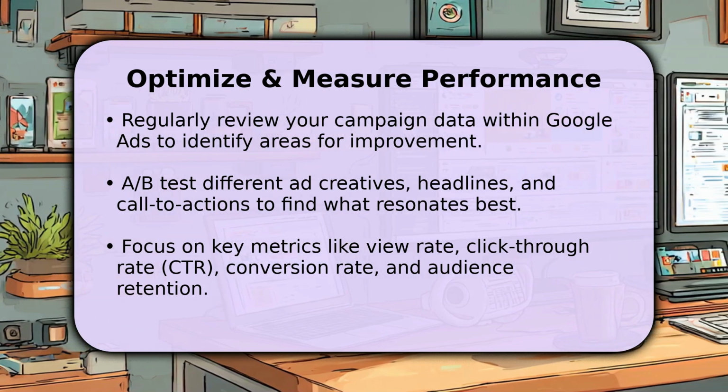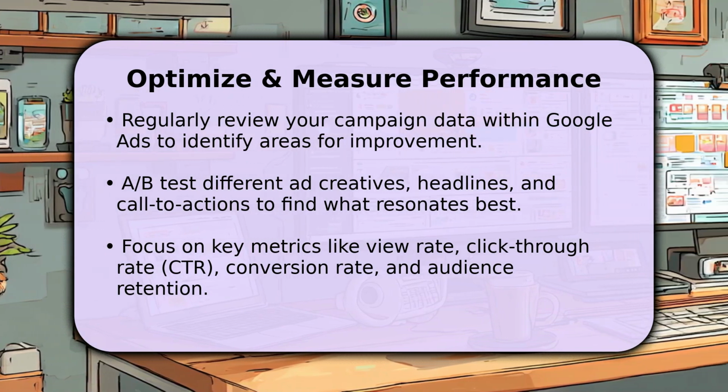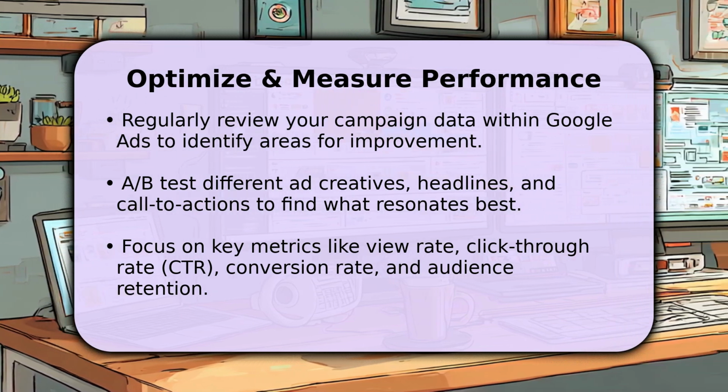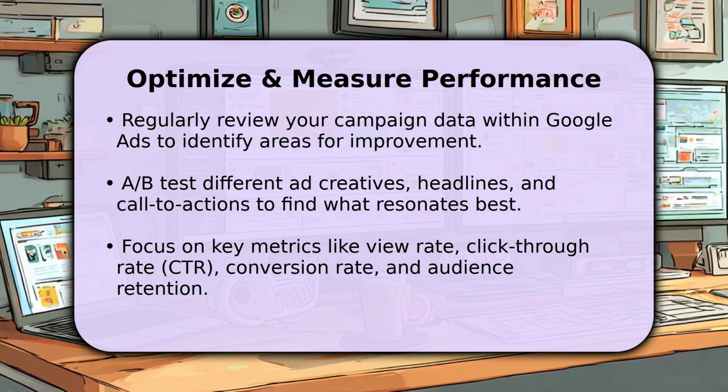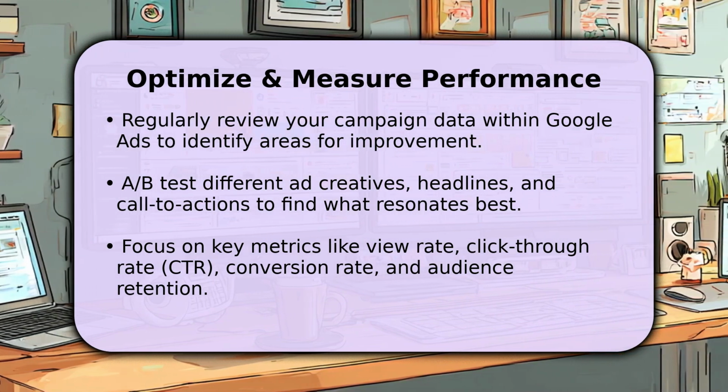Pay close attention to your view rate, aiming for above 20–25% for skippable ads, indicating strong initial engagement. High click-through rates, ideally above 0.5–1%, suggest your call to action is compelling.